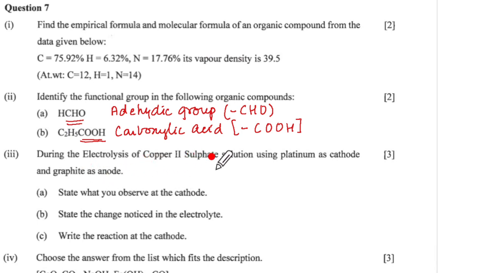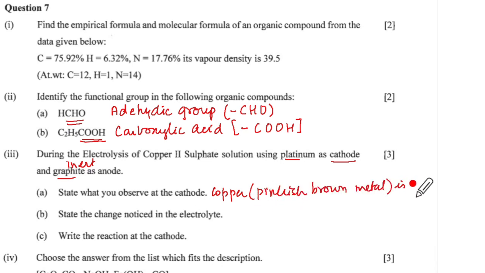During electrolysis of copper sulfate solution using platinum as cathode and graphite as anode. Now platinum as cathode will have copper getting deposited on the platinum, and graphite as anode. So graphite is inert, which means it is not going to take part in the reaction. What will we observe then? The Cu2+ ions will get deposited. So at the cathode, copper, that is pinkish brown metal, is deposited.